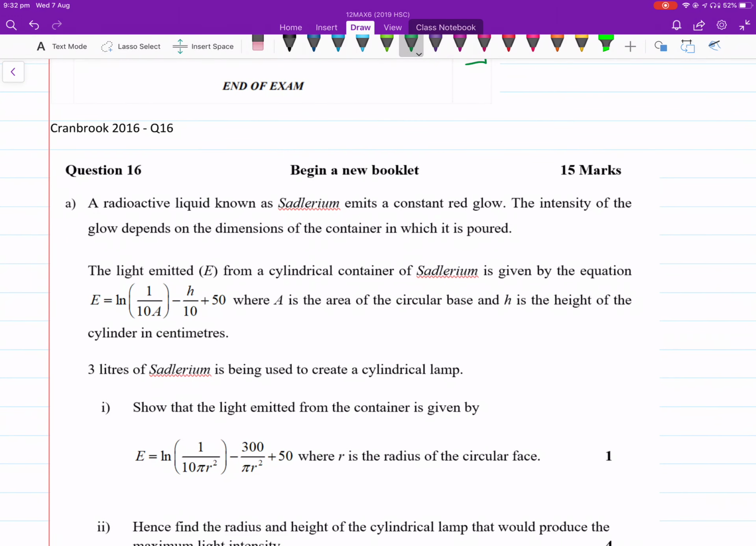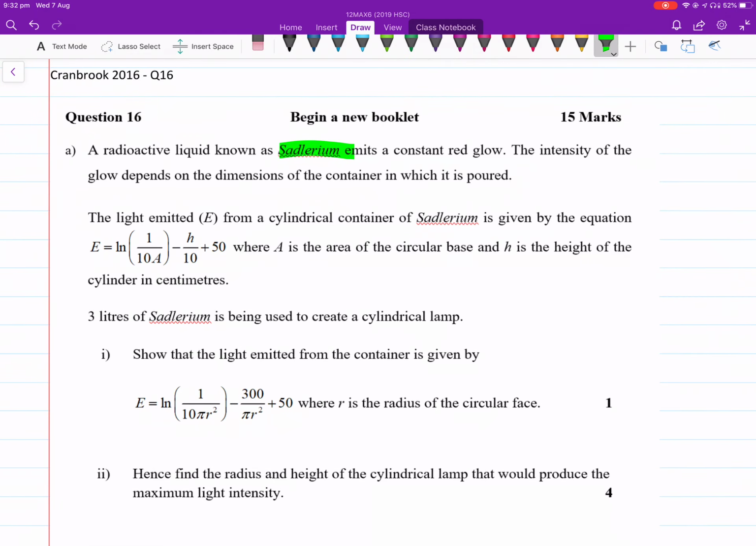you have a look at the solution, which is on the next page. And then in Cranbrook 2016, question 16, you'll be stunned to hear that I wrote this one, so I'm reasonably proud of it. But the whole point of this one was to make an equation that was difficult to differentiate, but gave a really subtle link between the variables.